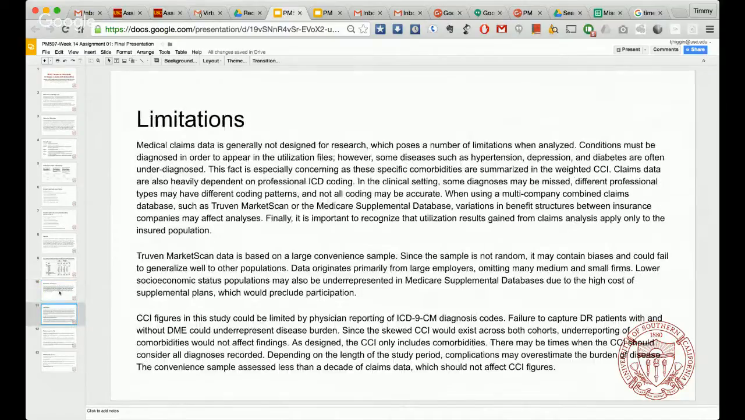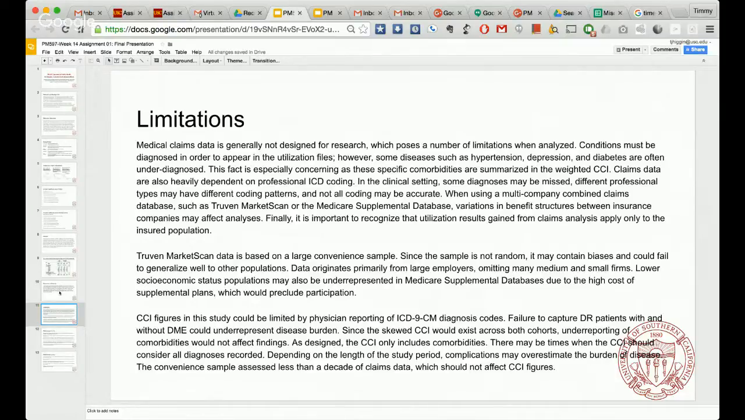As far as limitations, medical claims are obviously not intended for research, and so therefore they have a number of innate limitations. Also, a lot of the different conditions related to the comorbidities captured in these medical claims may not be sufficiently captured by physicians and therefore may underscore a CCI index output that may be actually more inflated than what is seen.